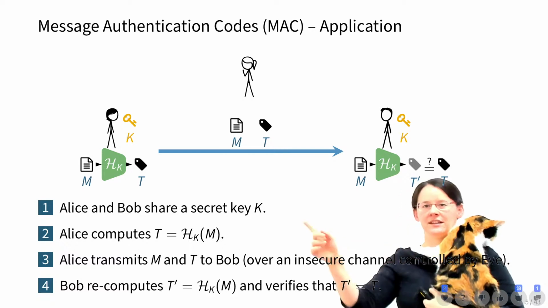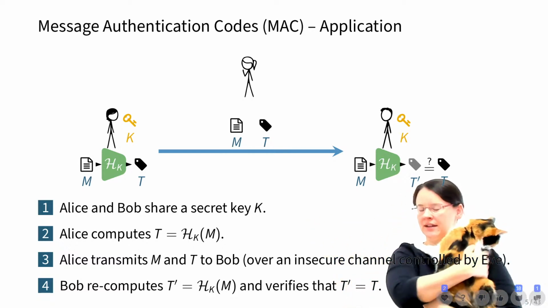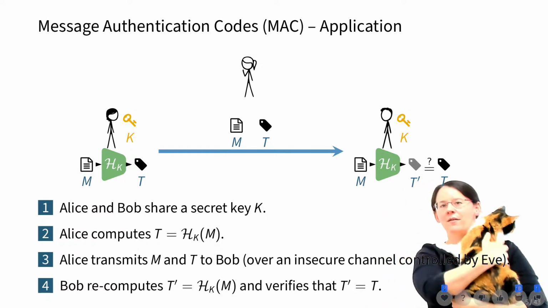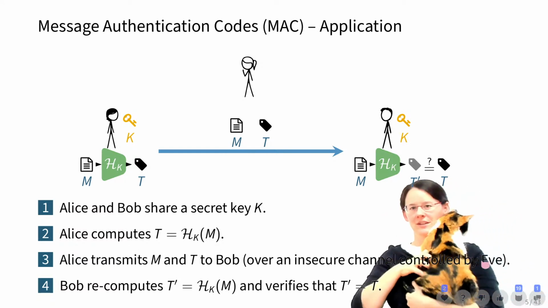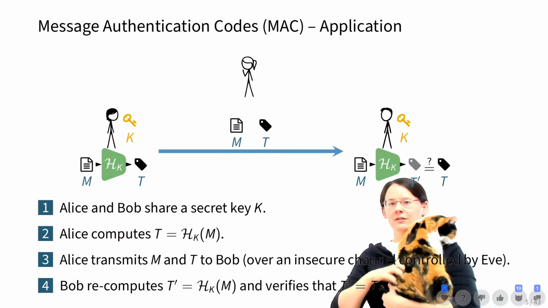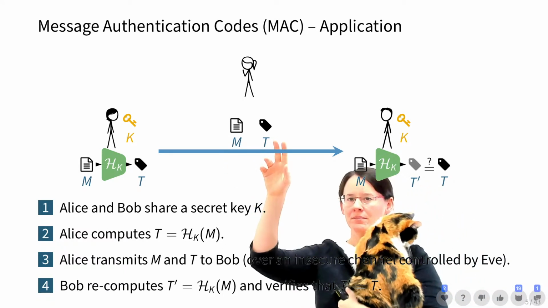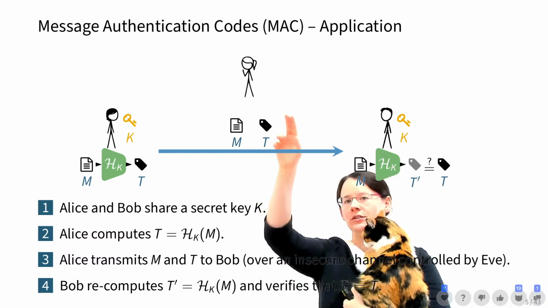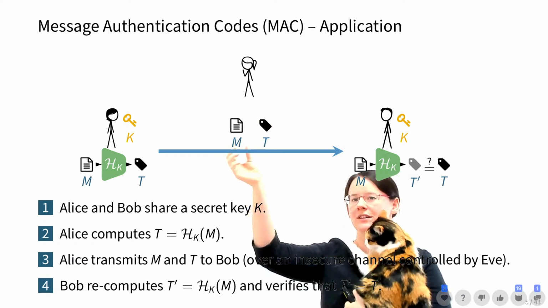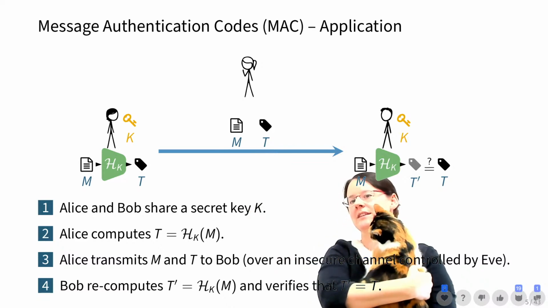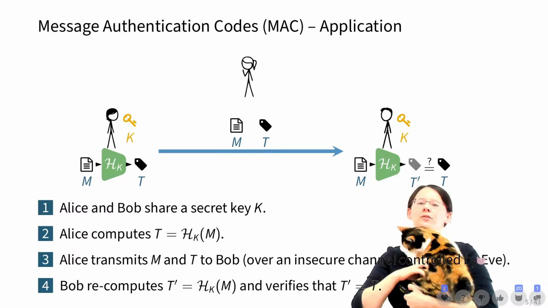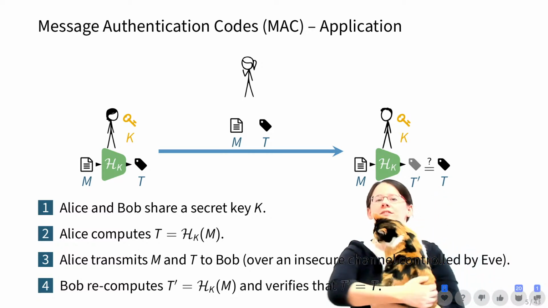Because to do this, they need to recompute the MAC and compare whether the tag they get from this computation matches the one that they received over the channel. And if Eve now tries to manipulate both of them, since she doesn't have the key, she doesn't know how she would need to change the tag in order to fit a manipulated message. So that's the big difference to hash functions. And that makes them useful in many situations where hash functions are not sufficient.